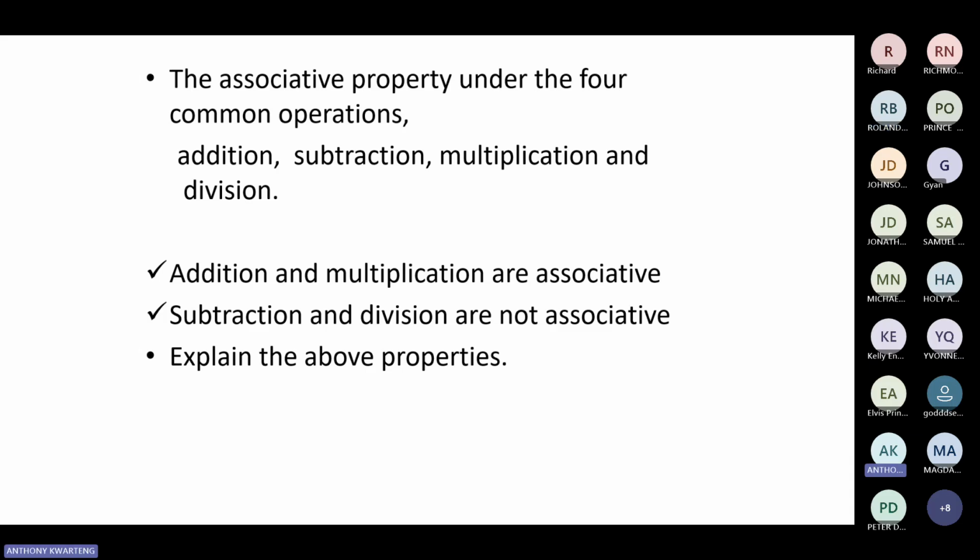Explain the above properties. Can we explain them? We can even explain by citing examples. You can give an example for each. 2 times 3 times 5: group them in brackets, first the first 2, and then the last 2. Are you getting the same answer? If yes, then it means multiplication is associative. If not, it's not. And do the same thing for division.